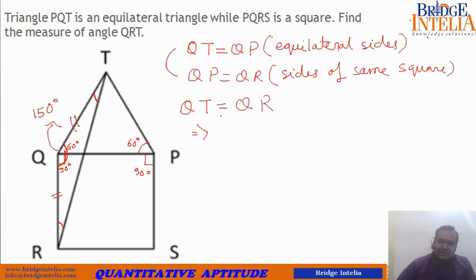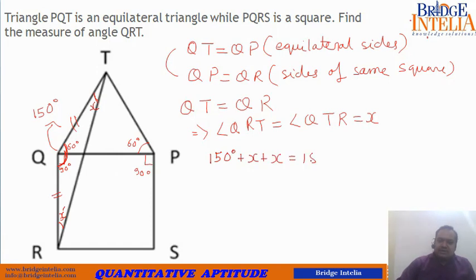So angle QRT must be equal to angle QTR. So if I name it x, then what can I conclude? I can conclude that this is 150 degrees, this is x, so this is x and this is also x, and we have been asked to find out x. So let's do that. So 150 degrees plus x must be equal to 180 degrees. So from here x comes out to be equal to 15 degrees.